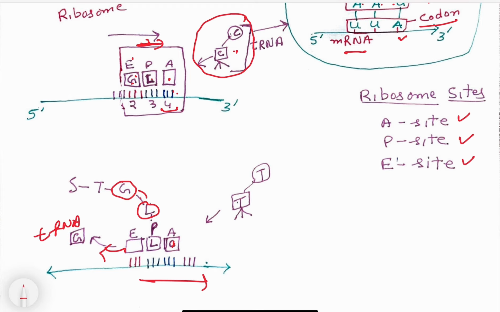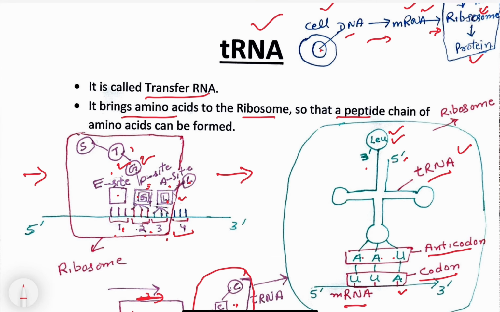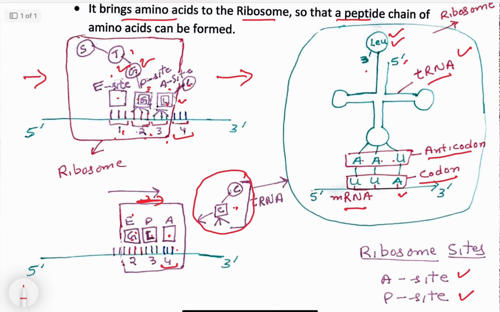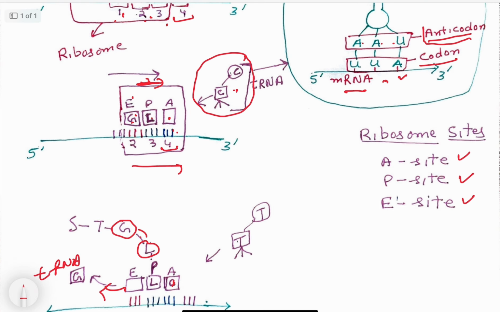So that's it from me as far as tRNA is concerned. So to recap: DNA to mRNA, mRNA to ribosome to a protein, and this is the structure of a tRNA. It has an anticodon which attaches to a codon on the mRNA, and this is a ribosome. And as ribosome moves forward, this peptide chain keeps building up.